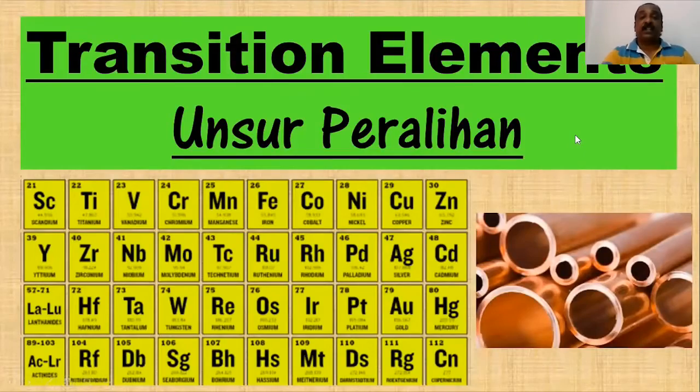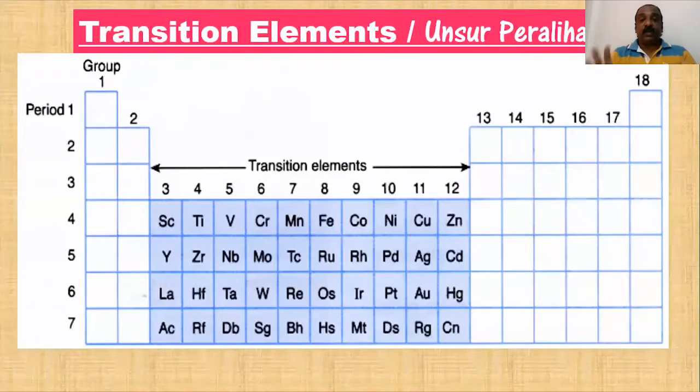Okay, so transition elements. Transition element, unsur peralihan. The blue color is where you can find the transition elements. So if you have a transition element, it is located between group 2 and group 13 of the periodic table. So dia terletak di antara kumpulan 2 dan kumpulan 13 jadual berkala. So semua yang berwarna biru ini kita katakan sebagai unsur peralihan.